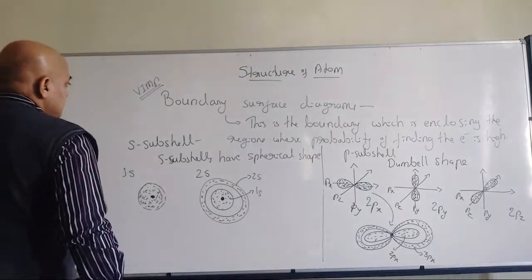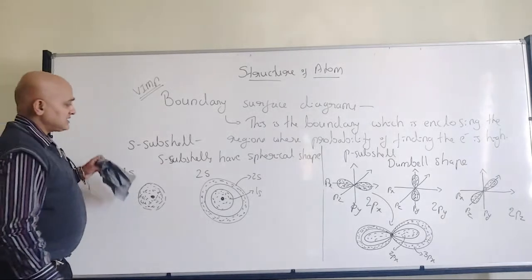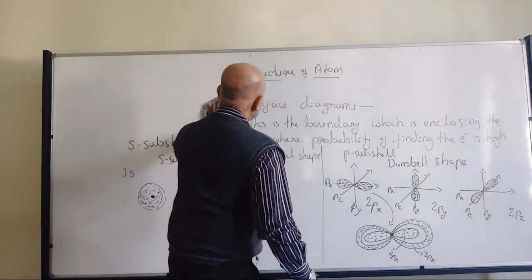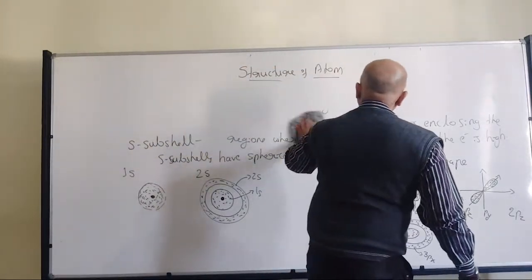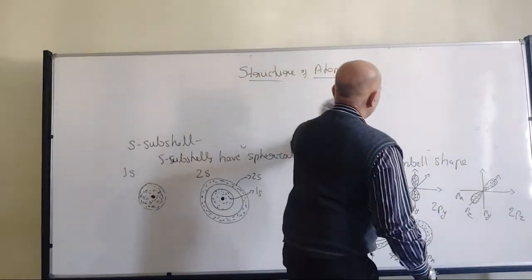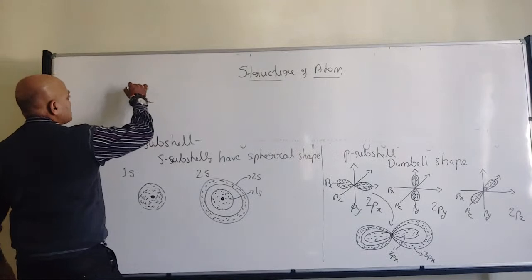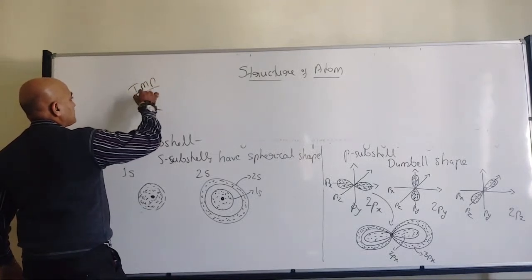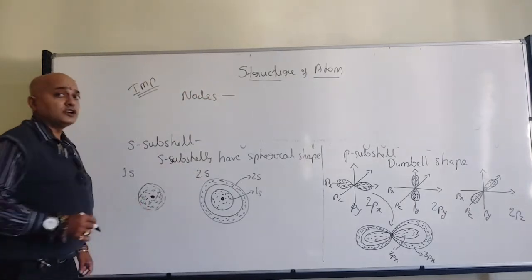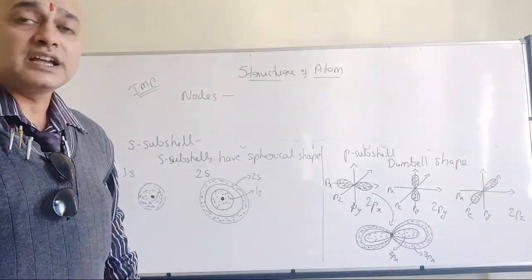Okay, fine. Before moving to the d subshell, before going to the boundary surface diagram for the d subshell, I will take another very important concept. Even that is there for you people, only the f subshell is not there. So this one I will make as important. That is nodes. The word is nodes.